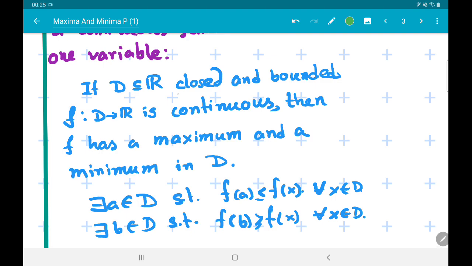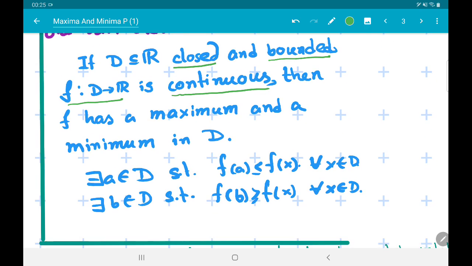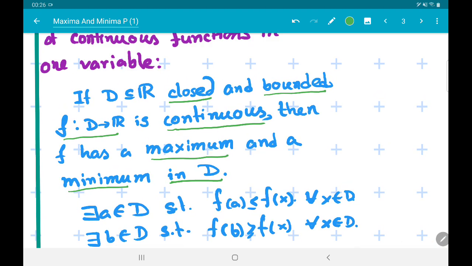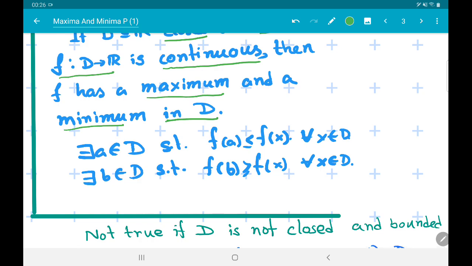So if D is a closed and bounded subset of R and f is a continuous real valued function on D, then you have seen that f has a maximum and also a minimum that occurs in the set D. So if f is a real valued function which is continuous on a closed and bounded subset of R, then it has a maximum and a minimum in the subset D.